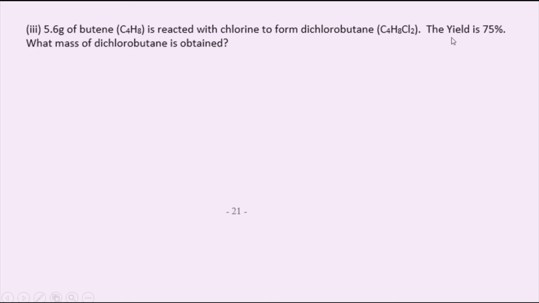Now what it tells us this time is it gives us the yield. It tells us the yield is 75%. What mass of dichlorobutane is obtained? So let's do a normal mole calculation first of all. So butene, C4H8, adding on chlorine, Cl2, to give us C4H8Cl2.